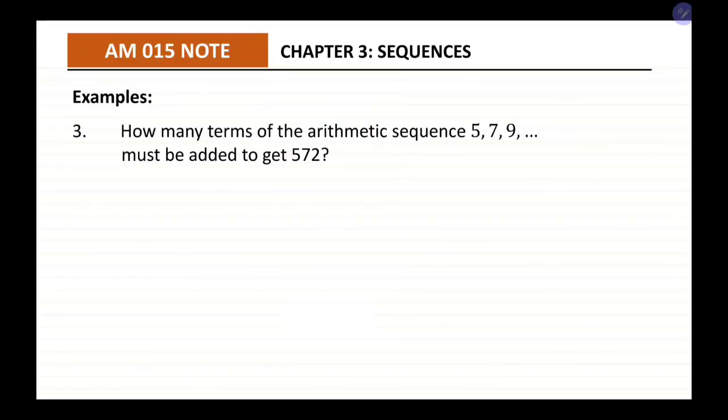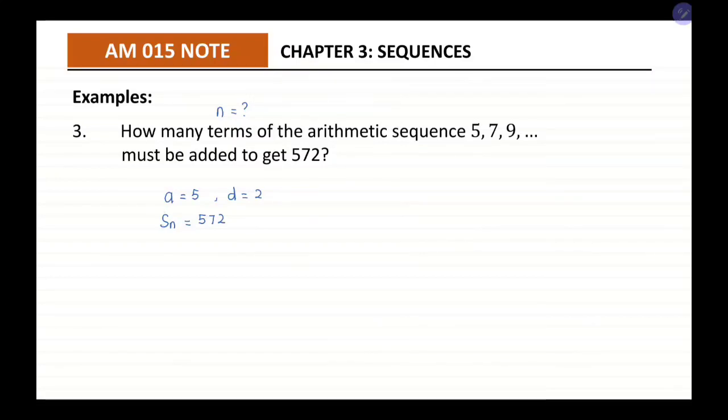We go to example number 3. How many terms of the arithmetic sequence 5, 7, 9 must be added to get 572? How many terms means we want to find n. For the arithmetic sequence, 5, 7, 9 must be added to get 572. From this sequence, our a is 5 and d equals 2. Must be added to get 572 means our sum Sn is 572. Now we want to find how many terms. We want to find n only.